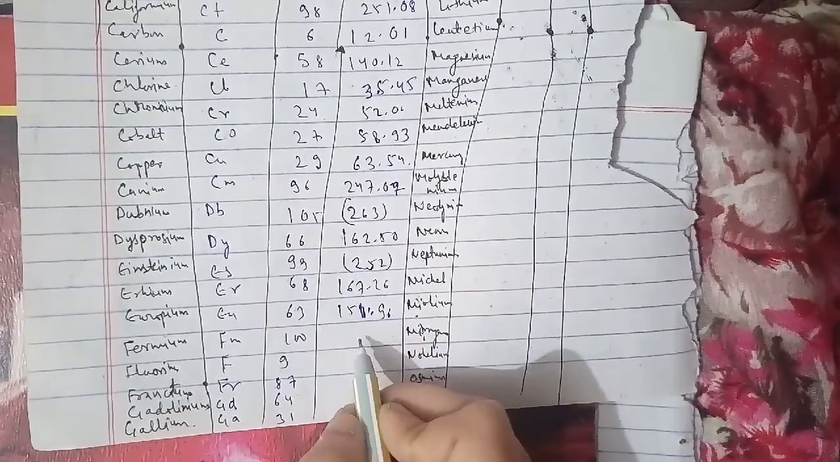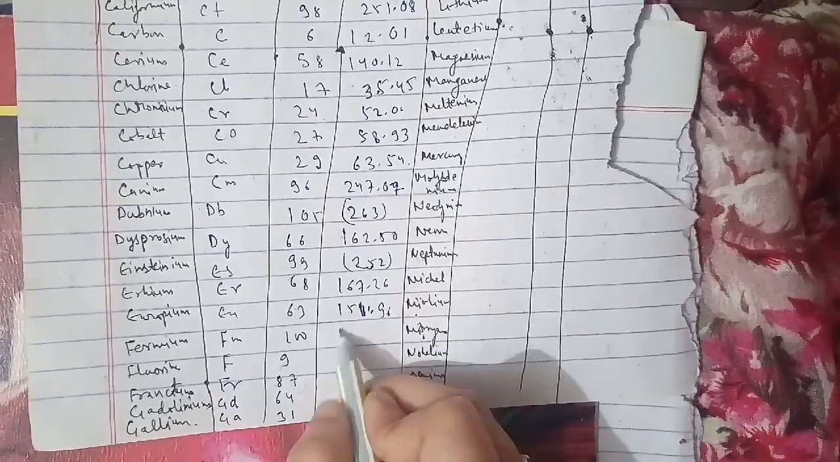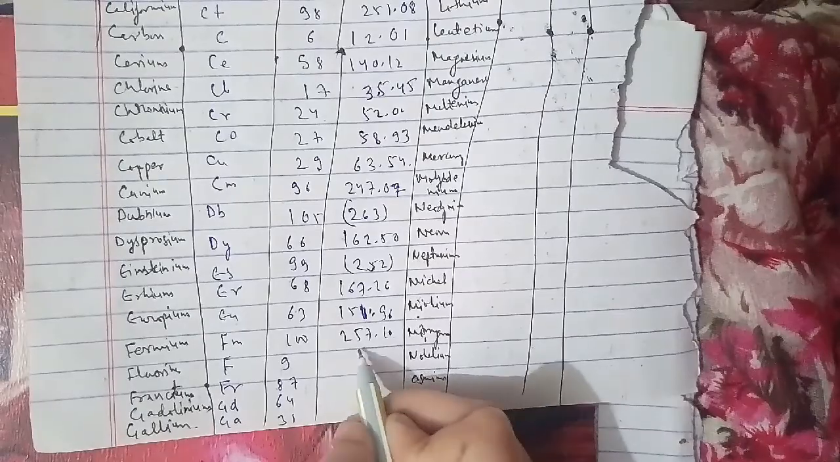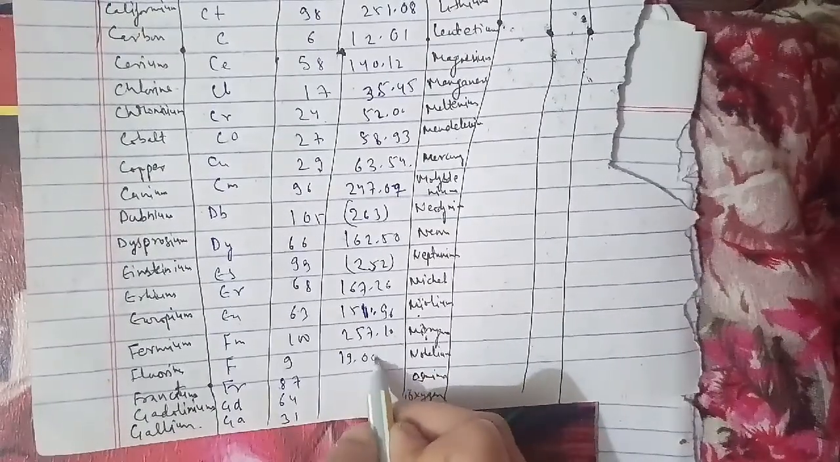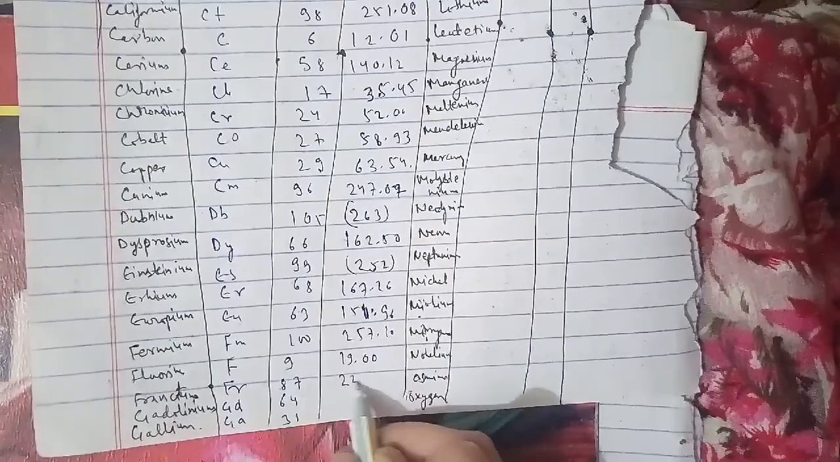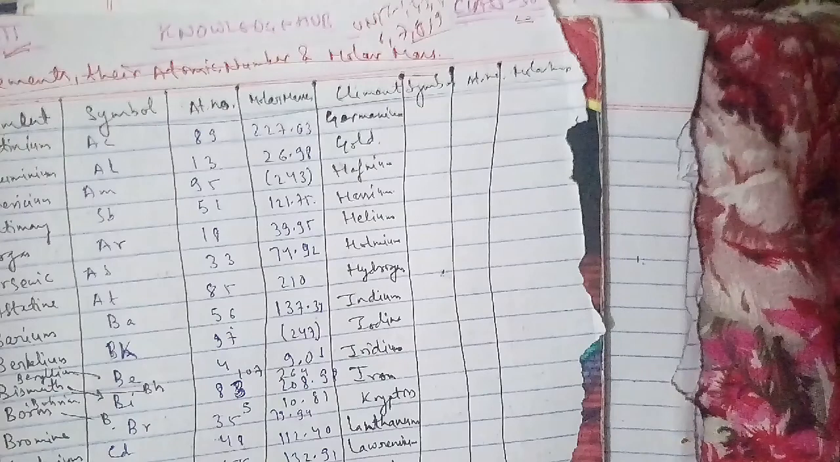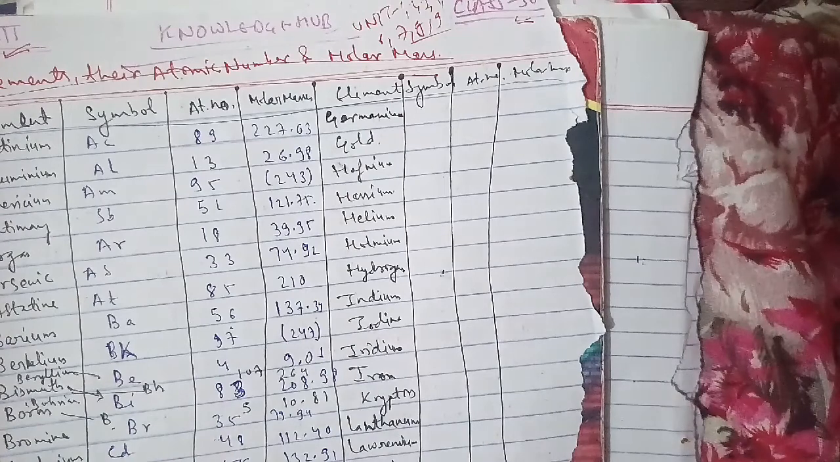Another is gold, and that is represented by Au. The atomic number for the same is 79, and then the molar mass is 196.97. Next we have another one to talk about, hafnium, which is represented by Hf, 72, and the molar mass is 178.49.